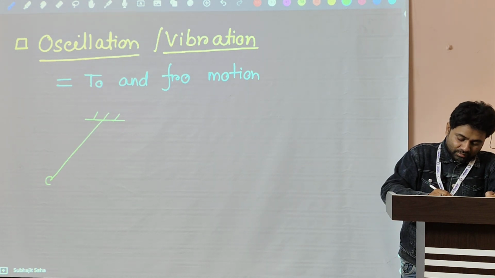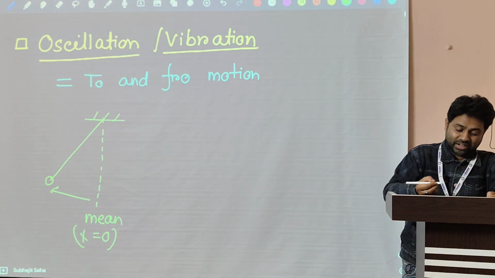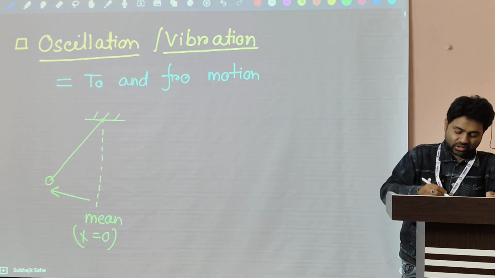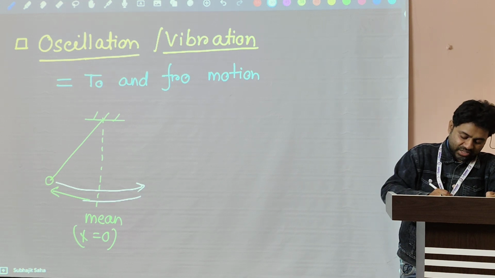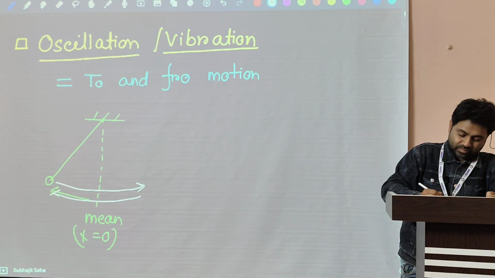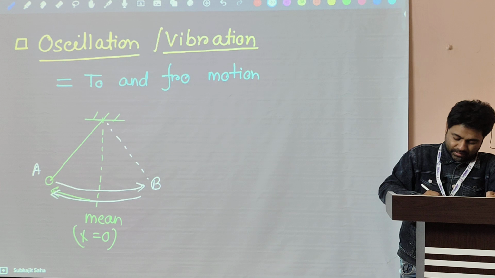If you take a pendulum a little bit away from the mean position, this point is called the mean position or marked x equal to 0 position, a little bit away, and then leave it for oscillation. The pendulum will oscillate between 2 fixed points on left and right, say A and B. Here the points A and B are called the extremities.